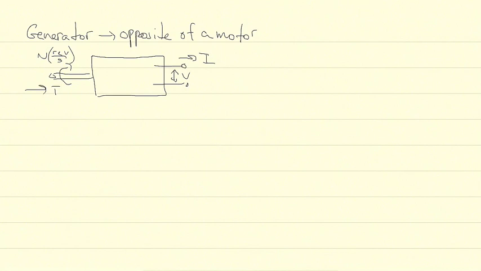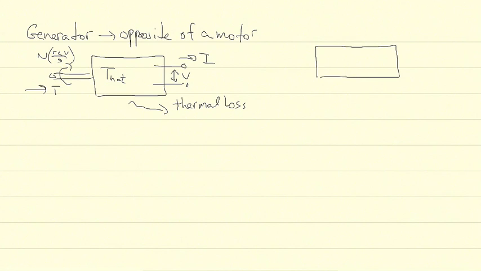And like a motor, generators can get hot, so you can have some kind of thermal energy loss here, right? So this could be T hot, and there can be some thermal energy transferred to the surroundings as a result of that generator being hot and needing to cool itself in the surroundings. So thermodynamically, we represent this basically the same way as a motor, right? So we have, again, our control system, and we say that the temperature of the generator is constant. We're going to make the assumption that this is steady state.